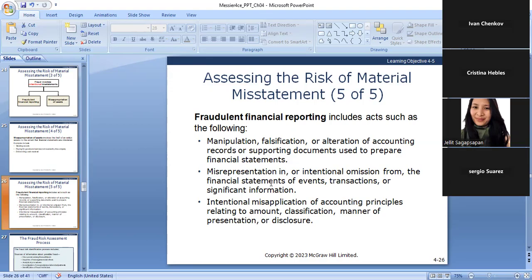Why are we going to do that? Because we want to flip income from one year to another year, or expenses from one year to another year. Intentionally. Misapplication of the accounting principles relating to the amount, classification, manner of presentation, or disclosures. That's another fraudulent financial reporting implication.